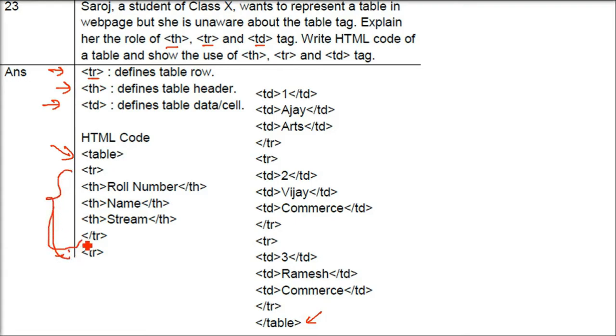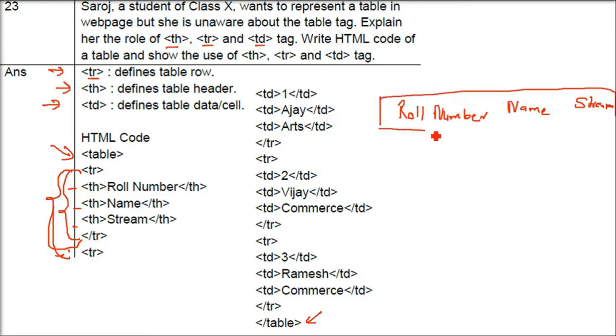tr start, tr end. This is our first row. And inside this, we have the header. The table header will be only 1, right, here in this example. So the content will be shown in the heading form. So 3 contents, th roll number, then name, and then stream. So roll number, name and stream will be one row, and also they will be in the header form.